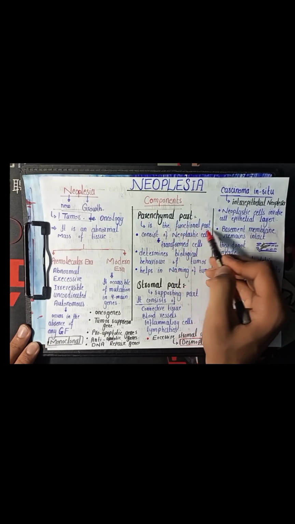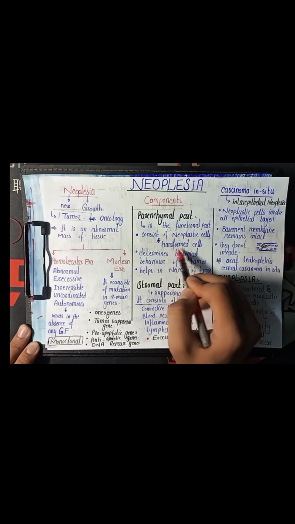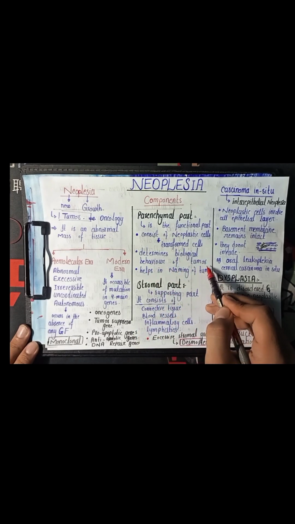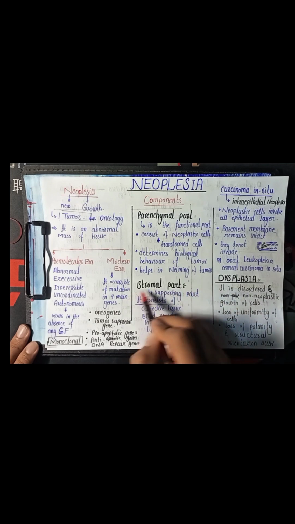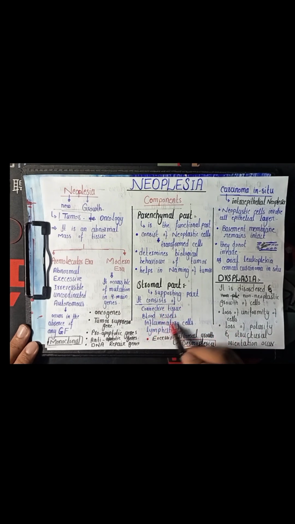Parenchymal part is the functional part of the tissue and it consists of the neoplastic cells that are the transformed cells. The parenchymal part determines the biological behavior of the tumor and it also helps in the naming of the tumor. The second one is the stromal part. Stroma is the supporting part of the neoplasm and it consists of connective tissue, blood vessels, inflammatory cells, and the lymphatic cells. And if a neoplasm contains excessive stromal growth, then it is also known as desmoplasia.